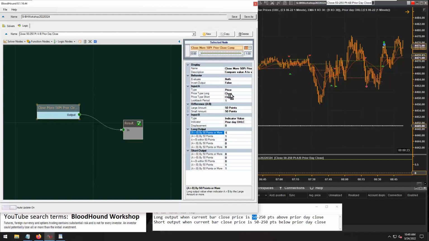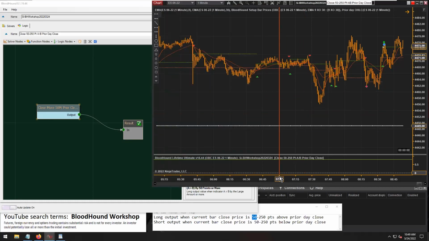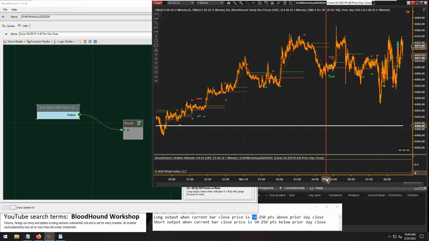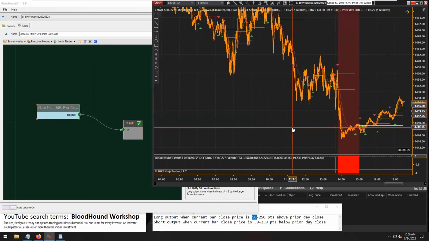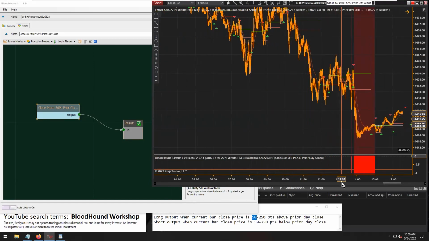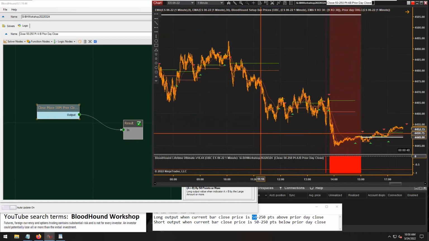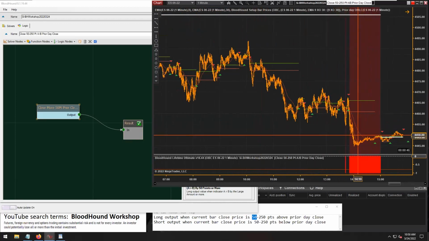So A is the close, and we want the current close of the bar to be greater than B, which is the prior day close, by 50 points. And we don't actually get that today, do we? Let's see if we get that yesterday. Oh, there we go. There, so yesterday we did have that happen.